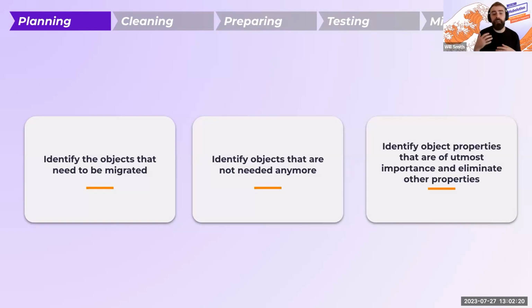And lastly, you want to identify the object properties that are of the utmost importance and eliminate any other properties that you don't want. This will both speed up the process as well as make your new system cleaner. Now, there might be things that you want to have in the future, in which case it's definitely important to maintain that data somewhere. But in terms of that initial push and that initial migration, we would hugely recommend only bringing across the object properties that are of the utmost importance to you. It might be lead status or lifecycle stage, etc., those sorts of things.